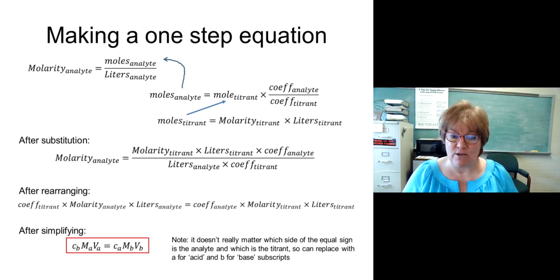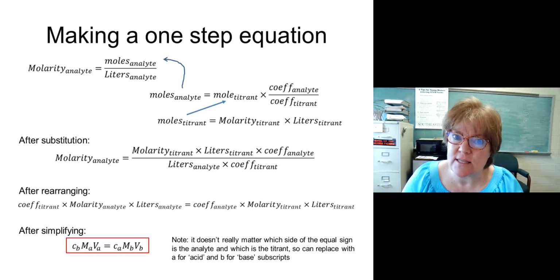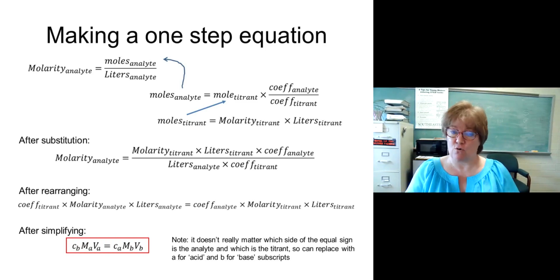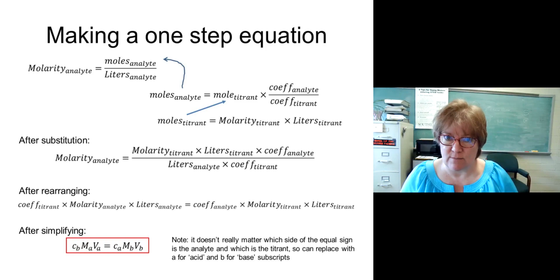Notice that I have to have the coefficients in here. It looks like the dilution equation. It is not the dilution equation. In the dilution equation, I'm not doing a chemical reaction. There are no coefficients. It's just adding water. This one is a reaction. This is not M1V1 equals M2V2.